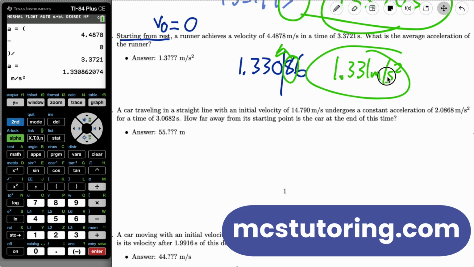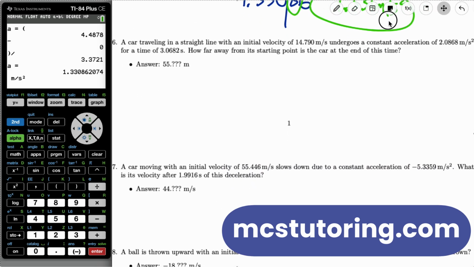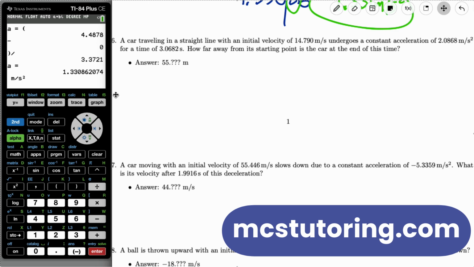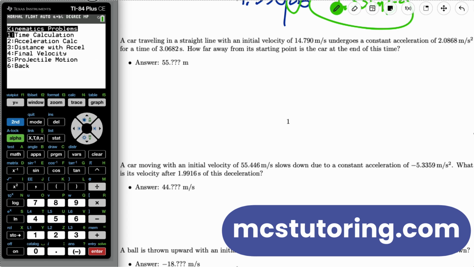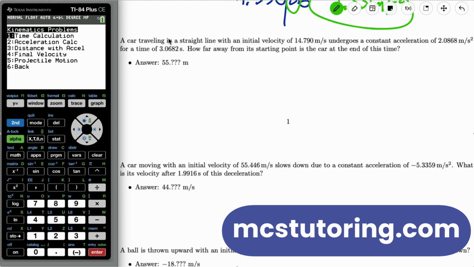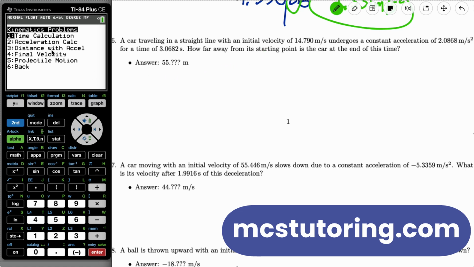Okay. Let's see. Okay, question 6. It barely fits in the frame. I apologize. I'll move this a little bit. I can't move it. Dang it. Okay, a car traveling in a straight line with initial velocity of 14.790 meters per second undergoes a constant acceleration of 2.0868 meters per second squared for a time of 3.06282 seconds. How far away from its starting point is the car at the end of this time? So this is the distance with acceleration.